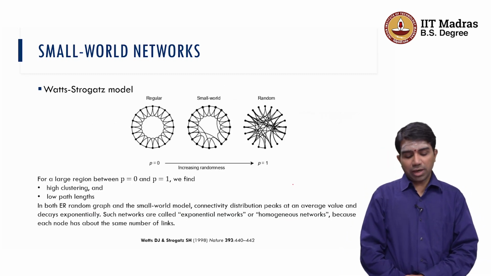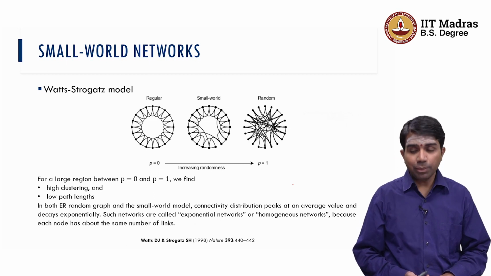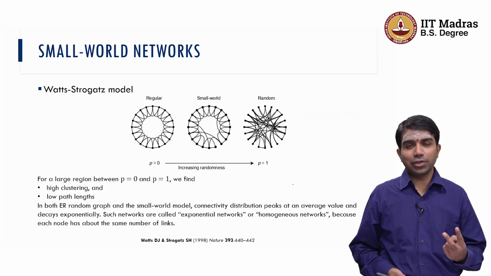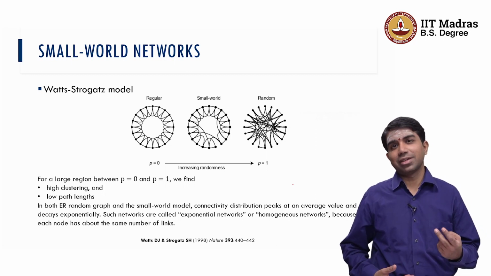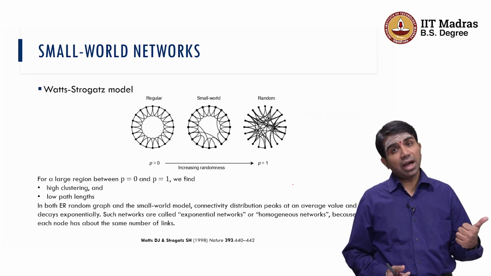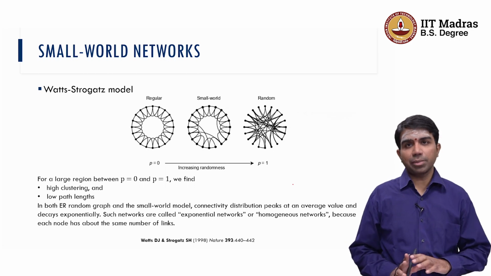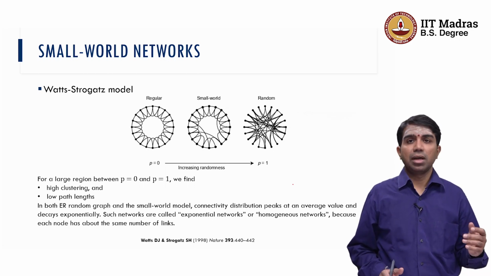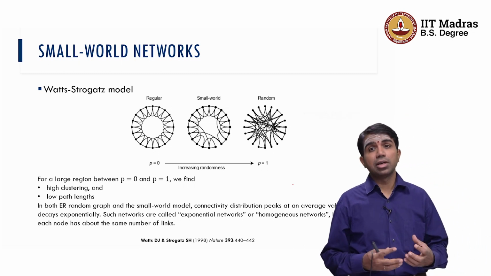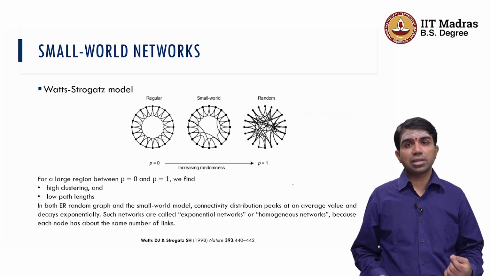What Watts and Strogatz found was, for a large region between p equal to 0 and p equal to 1, you find 2 interesting features which they called small world features. We will see why the phrase small world makes sense. What you observe are high clustering and low path lengths. Low path lengths is something that we always want, because whenever you try to model real world networks, you want the model to capture this real world feature of low path lengths. But here you also have high clustering.